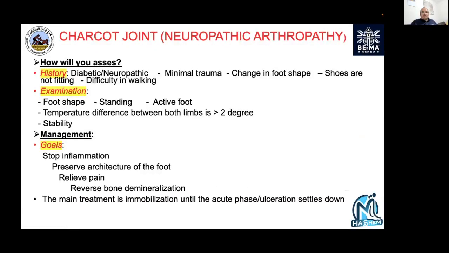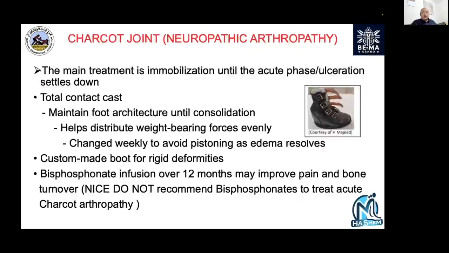A total contact cast or total contact boot maintains the shape of the foot and doesn't allow the foot to deform and go from stage 1 or 2 to 3 or 4. So the main treatment is immobilization in the acute stage to avoid ulceration and to avoid allowing the foot to deform. This is the shape of the total contact boot, and definitely the total contact cast we have seen before.